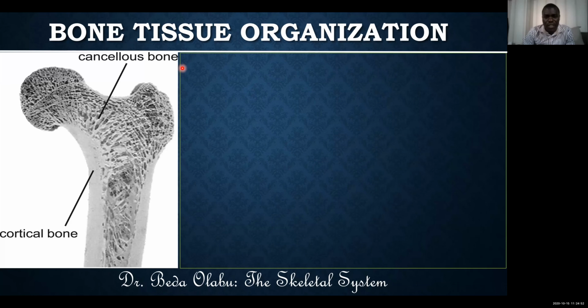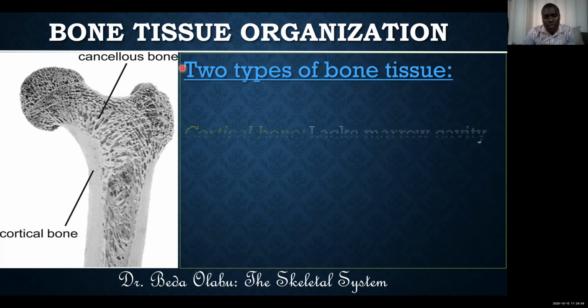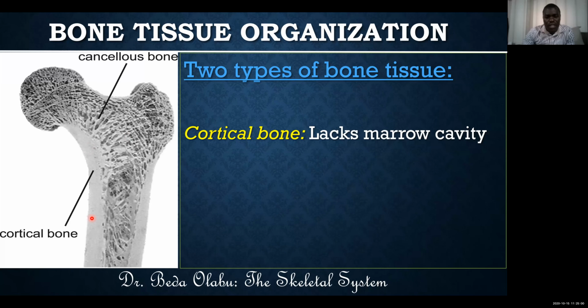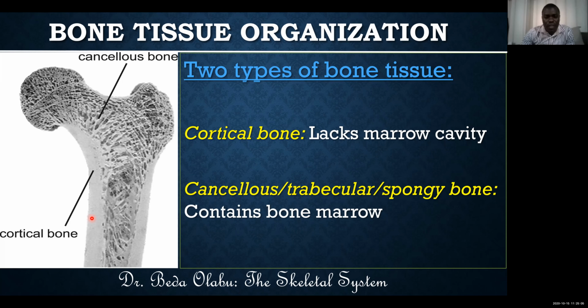We mentioned that there are two types of bone tissue. We have cortical bone, which looks like this, does not have marrow cavity and tends to be external. Then we have cancellous bone, which looks like this region here. It contains bone marrow. It has several trabeculae, that's why we call it trabecular bone. And in as much as we call it spongy, it is not necessarily a sponge. That name is largely because of the appearance.